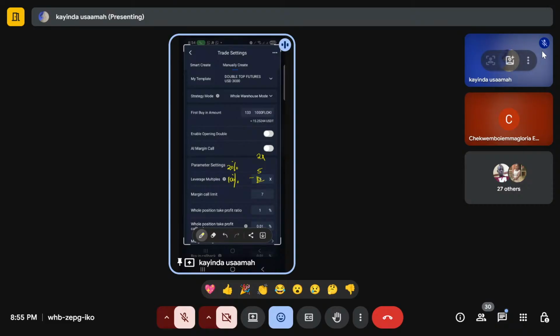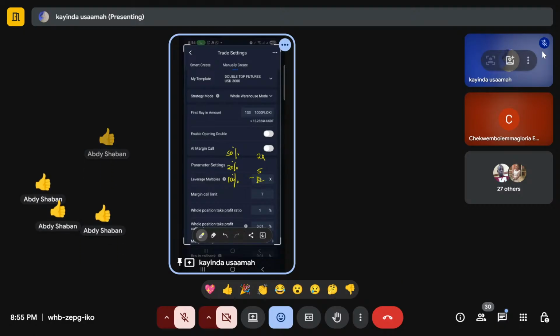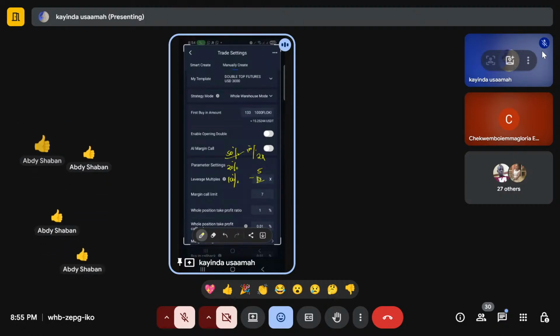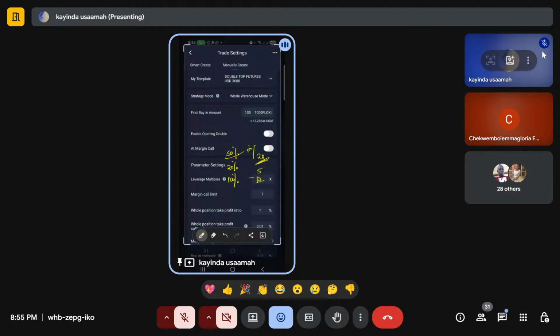If you are having 2x, your liquidation will be at 50%, the real one. 50 times 2, that's 100. So that means when the market hits 50, we'll be liquidated. But this one will be safer. How many have you seen dropping 50% in a single trade? It's almost impossible. 50% takes weeks, takes days.